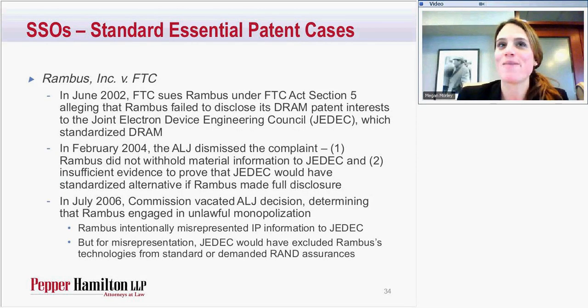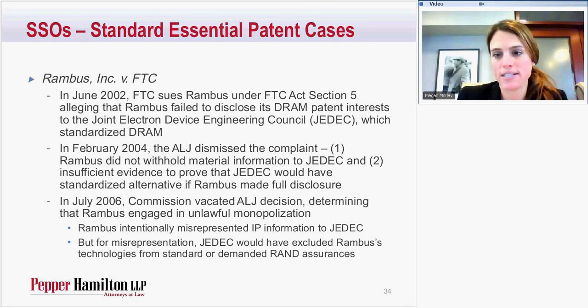And we don't have much time left, but I'm going to quickly talk about two cases, one that is a little older but is known as a very big case in the standard essential patent world, and then one that was just filed in January. And so the first case I'm going to discuss is this Rambus case.